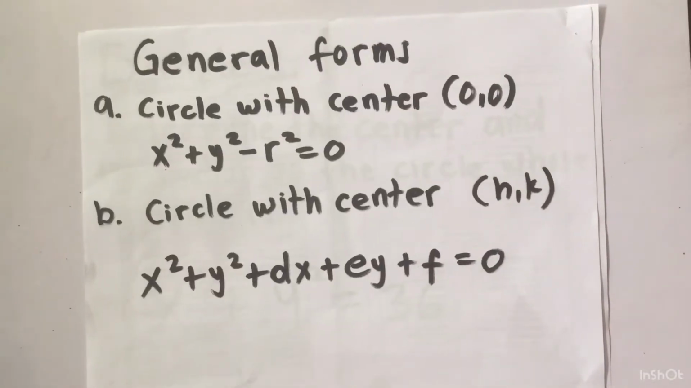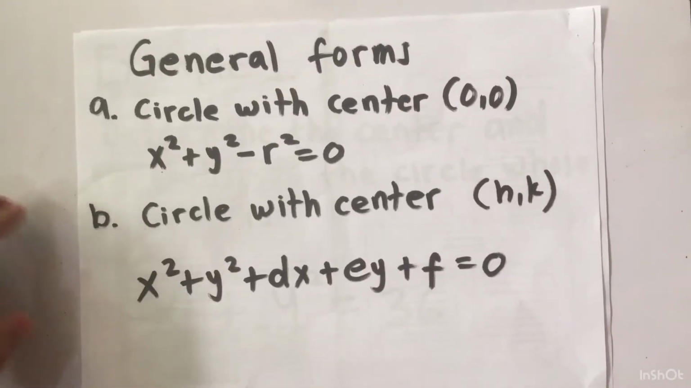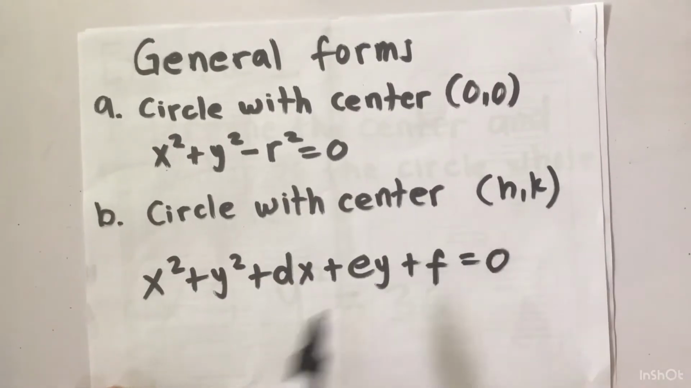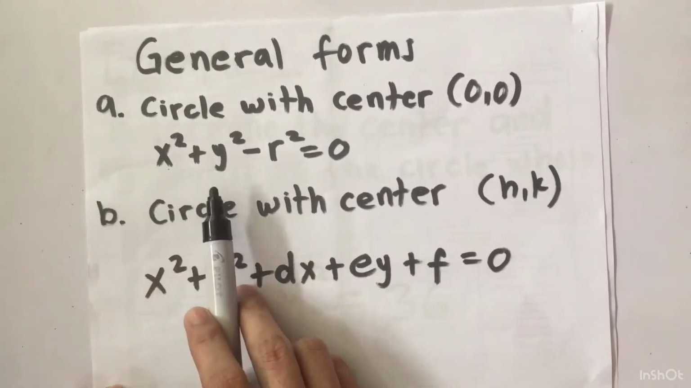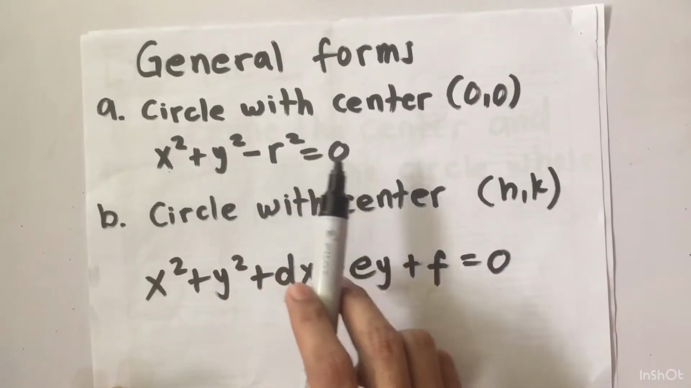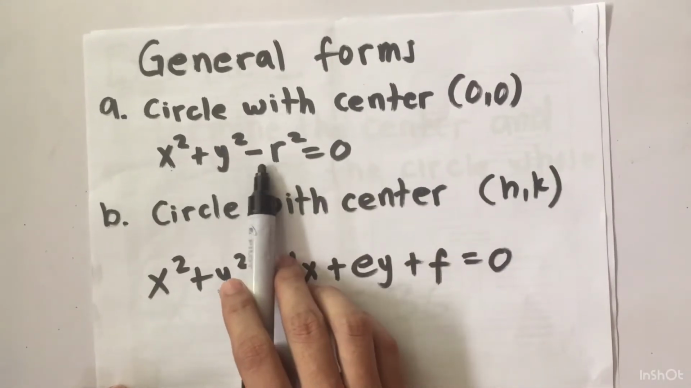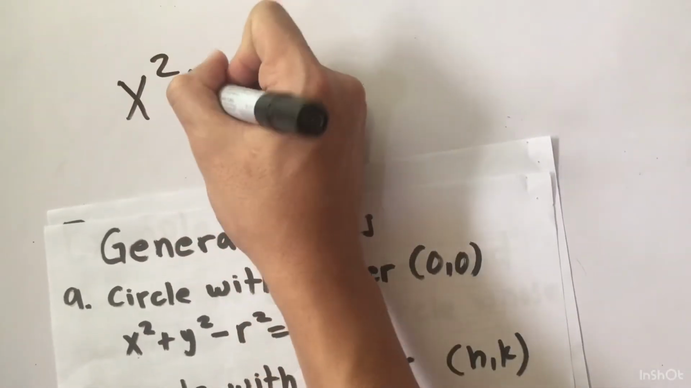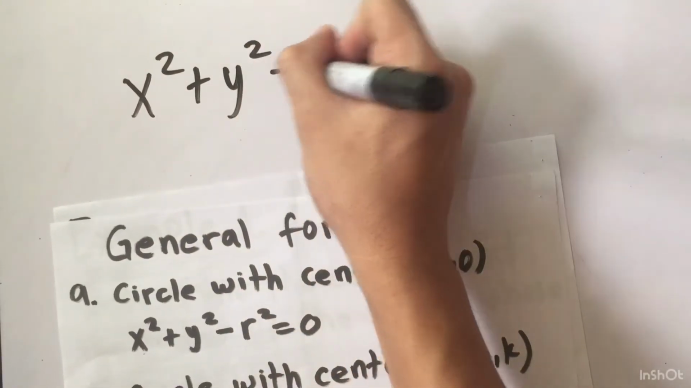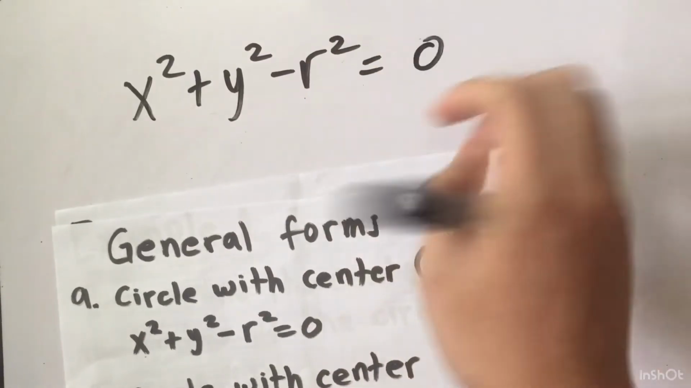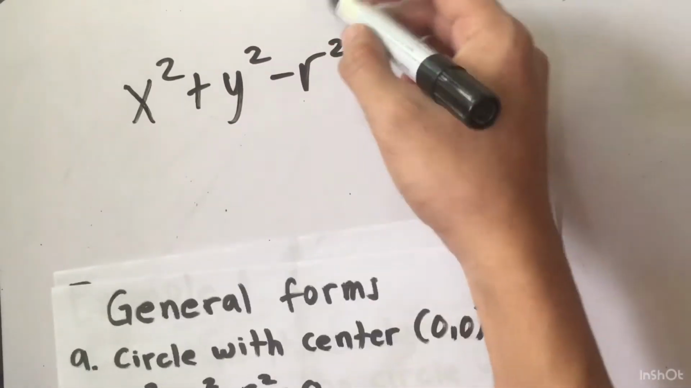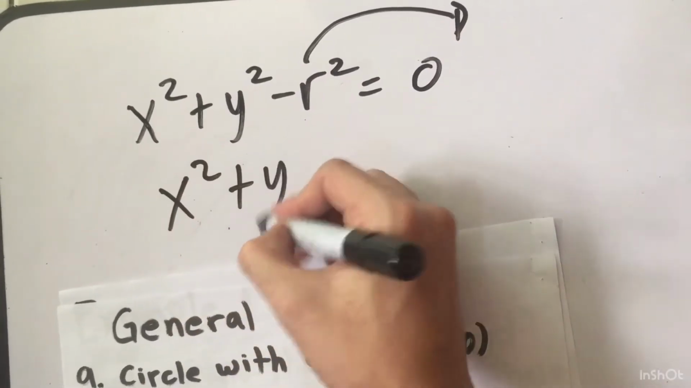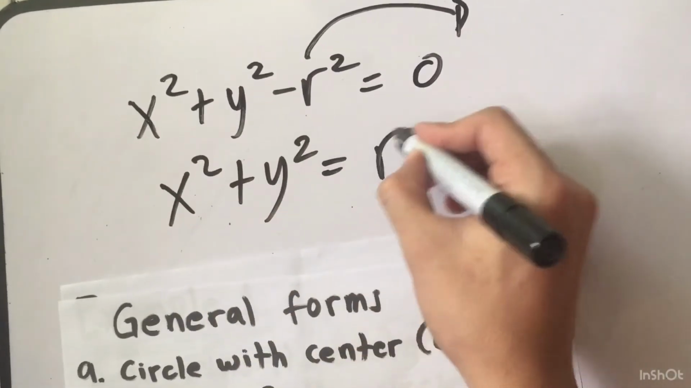While if the equation is in general form, for a circle with center (0, 0), it is like x squared plus y squared minus r squared equals 0. Take note that this one is always negative. So we have x squared plus y squared minus r squared equals 0. This one is negative because if we transpose this to the right, it will become x squared plus y squared equals r squared.